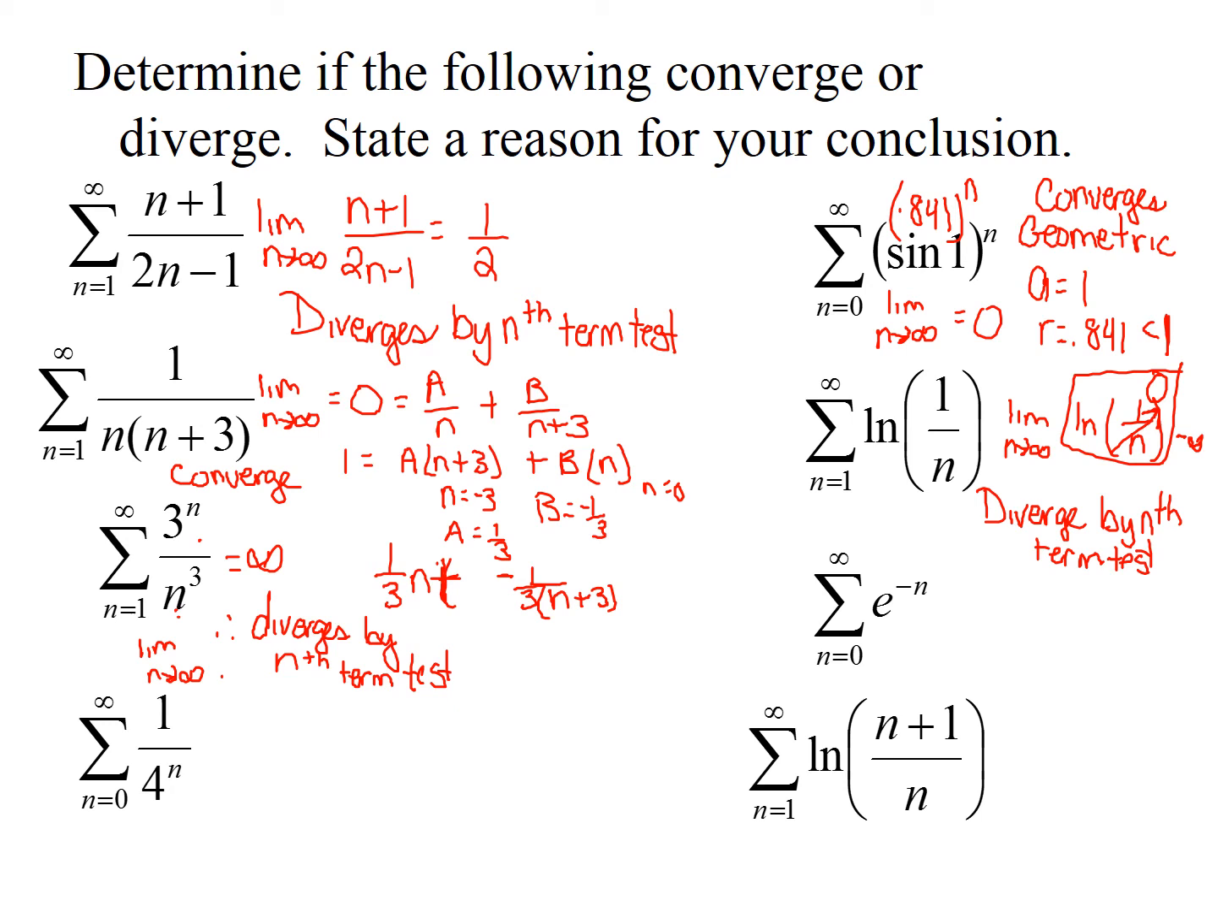When we look at e to the -n, we had a problem similar to this today in class. We can write this as 1 over e to the nth power. When I take the limit as n approaches infinity using the nth term test, this will go to 0 because I have a number less than 1 being raised to a power. So that's going to go to 0. I can also see that this is geometric. And the absolute value of r is less than 1 because 1 over e is less than 1. So therefore this converges by geometric.